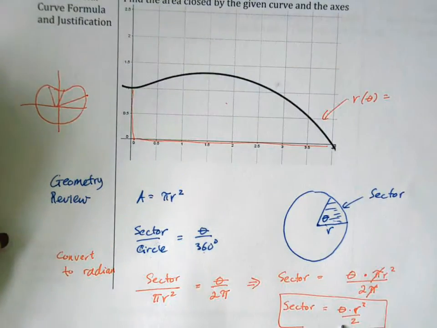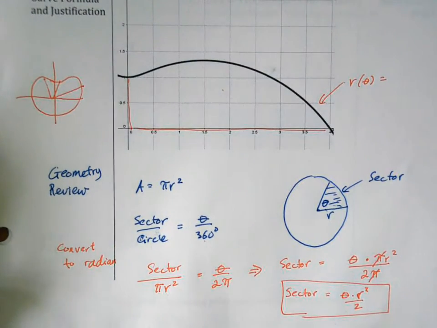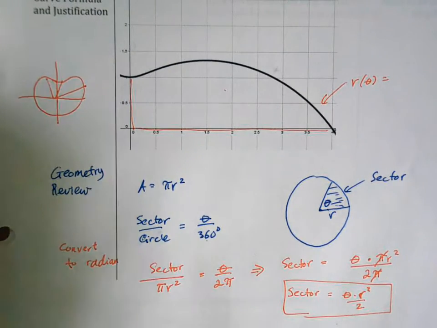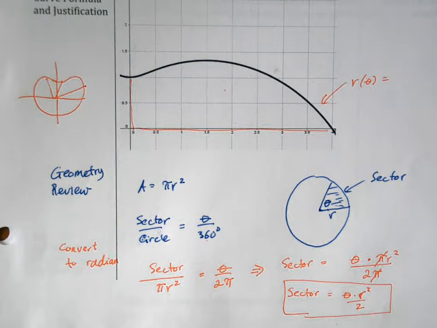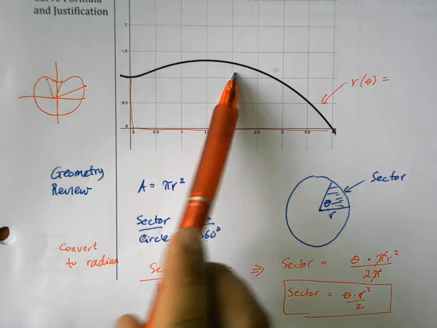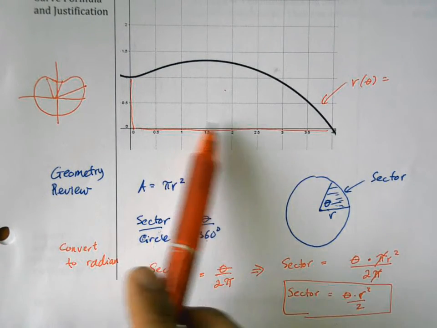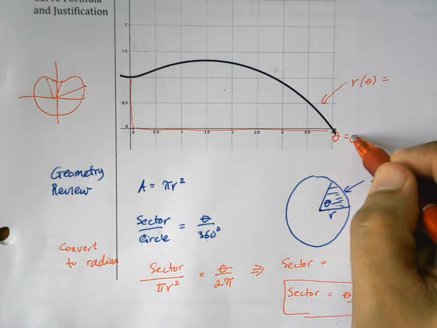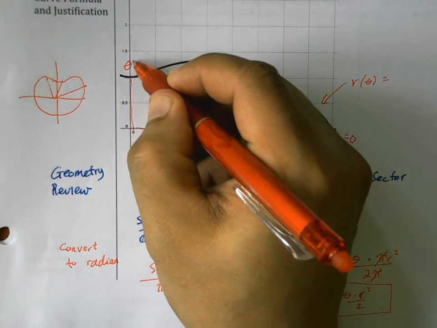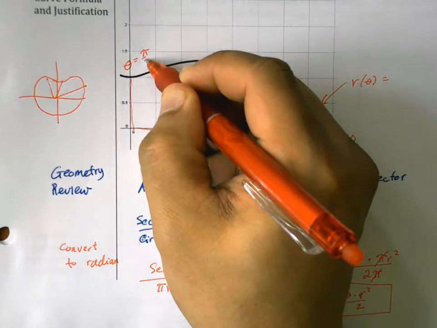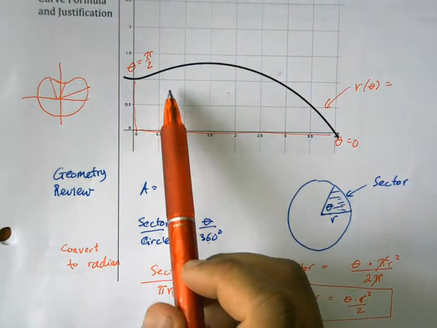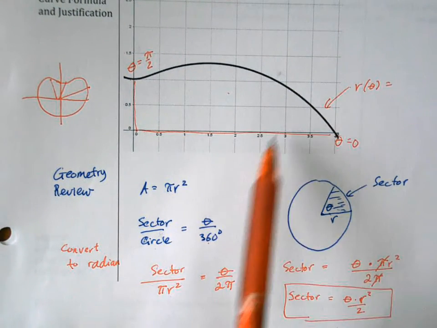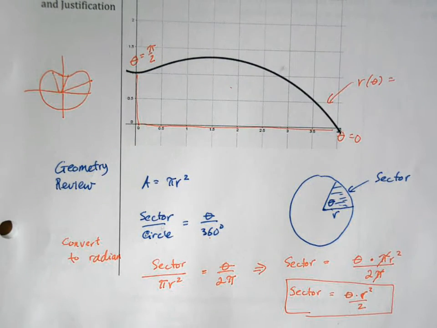But we can apply this concept of the area of a sector to finding the area underneath a polar curve. So one thing we're going to do is try to find the area from where theta is equal to 0 radians, up to here where theta is equal to pi over 2 radians. What we're going to do is cut up this shape into a bunch of little slices.